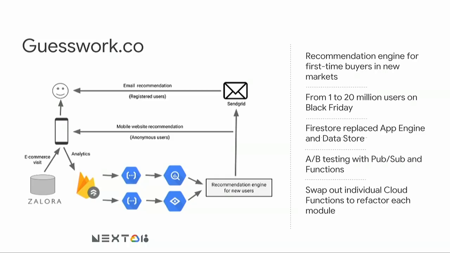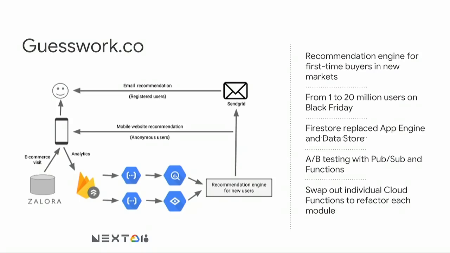So the classic example, Black Friday: they went from 1 user essentially to 20 million in 1 day. Thanks to the power of scaling up and scaling down of serverless, all of these components scaled up with them. So the flow is essentially the users on their mobile app, and they're talking to Firestore. This is interesting because they were using App Engine for their web backend, and Datastore for their data storage. And they replaced both of those. They got rid of App Engine and Datastore and used just Firestore instead.